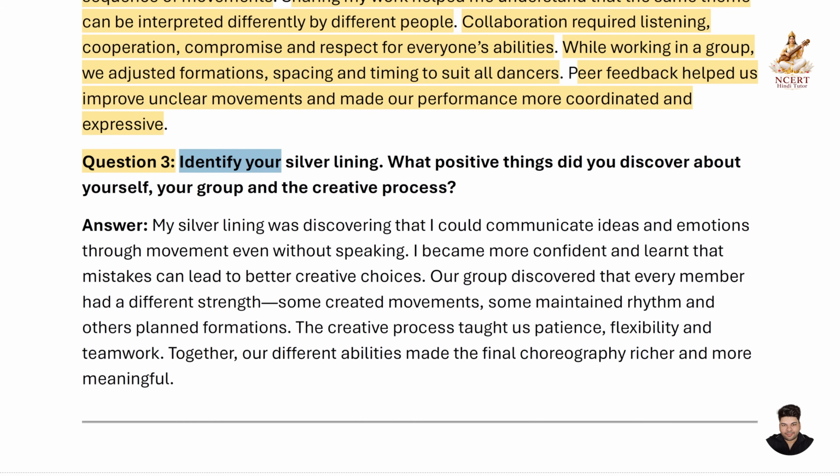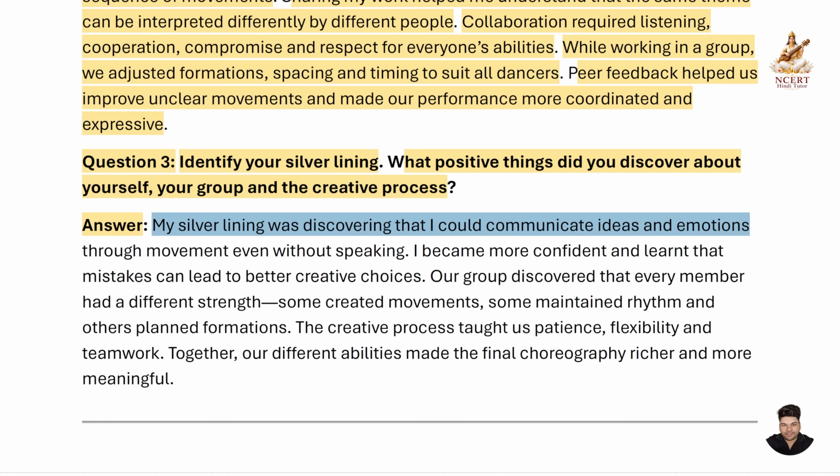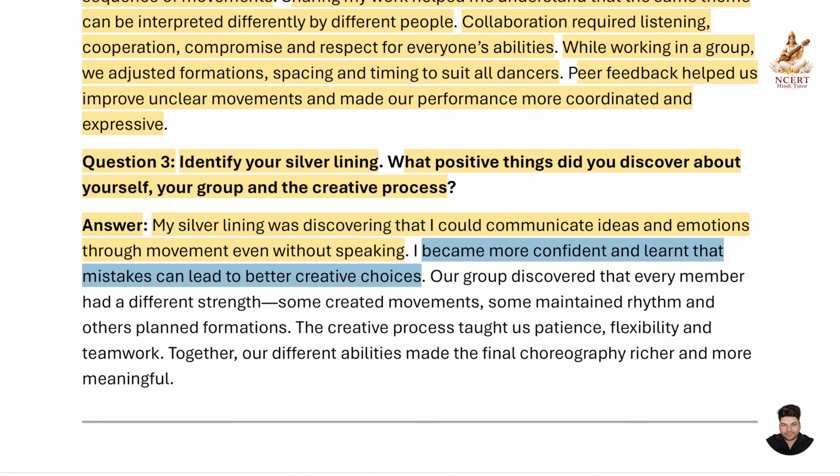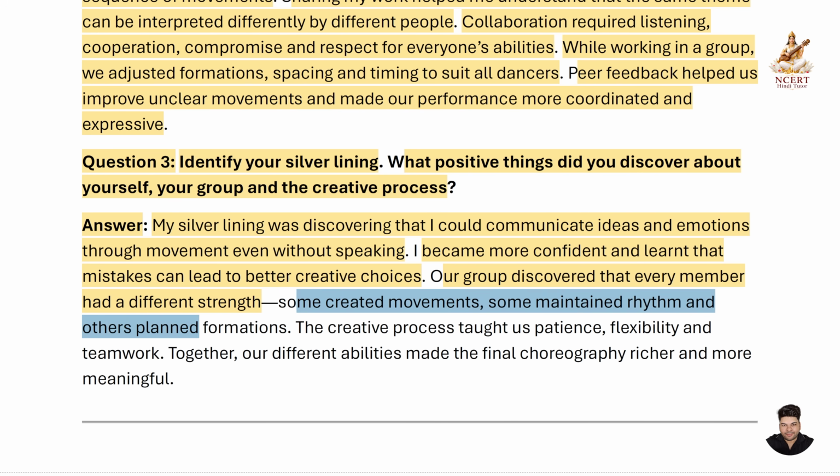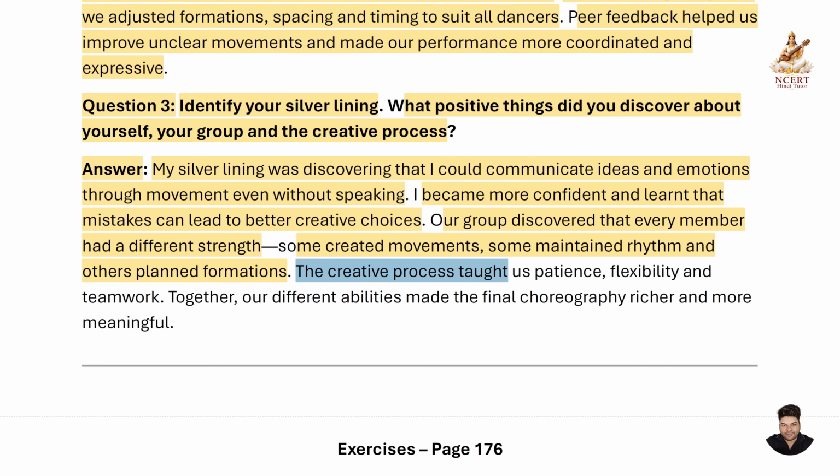Question 3. Identify your silver lining. What positive things did you discover about yourself, your group and the creative process? Answer. My silver lining was discovering that I could communicate ideas and emotions through movement even without speaking. I became more confident and learned that mistakes can lead to better creative choices. Our group discovered that every member had a different strength, some created movements, some maintained rhythm and others planned formations. The creative process taught us patience, flexibility and teamwork. Together, our different abilities made the final choreography richer and more meaningful.